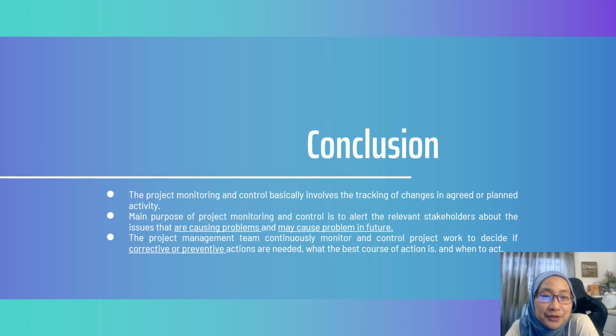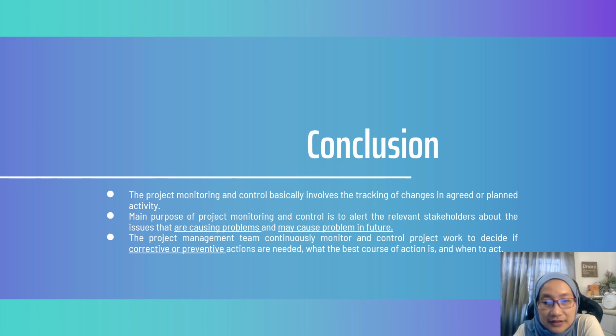Conclusion. The project monitoring and control basically involves the tracking of changes in agreed or planned activity. Just a recap. The main purpose of project monitoring and control is to alert the relevant stakeholders about the issues that are causing problems and may cause problems in the future. So in our case, you want to alert your team, your advisor, or any external stakeholders involved in your project. And of course, if you have a real client, this is the main reason why we have monitoring and controlling. The project management team continuously monitors and controls project work to decide if corrective or preventive actions are needed, what the best course of action is, and when to act.